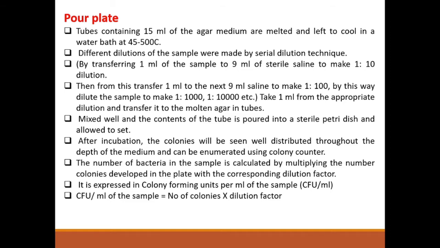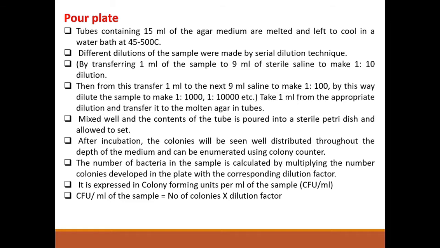Then different dilutions of the sample are made by the serial dilution technique. The next step for PourPlate culture is you have to prepare different dilutions of the sample. For example, suppose we have to enumerate the number of organisms in a soil sample. So first we have to prepare the soil. You have to take the soil sample and mix in a suitable amount of sterile water, thoroughly mix it, and then dilute it. You have to make different dilutions of the sample. That technique is called the serial dilution technique.